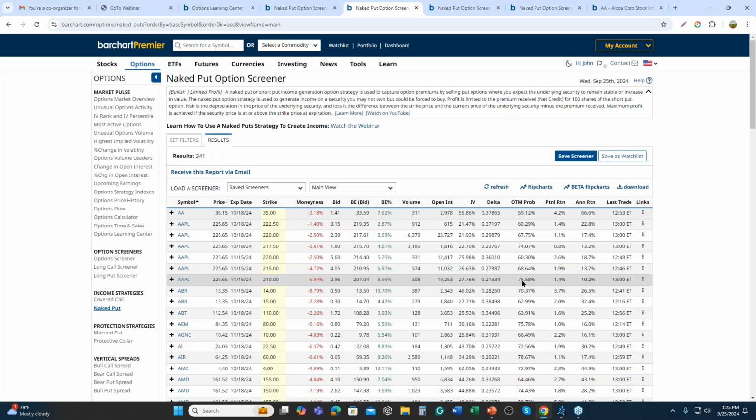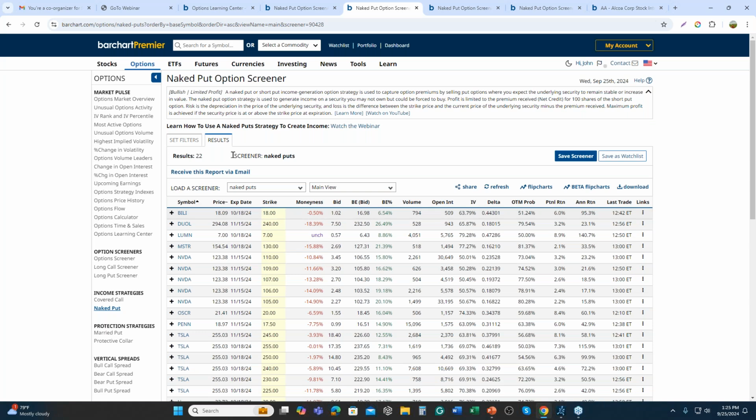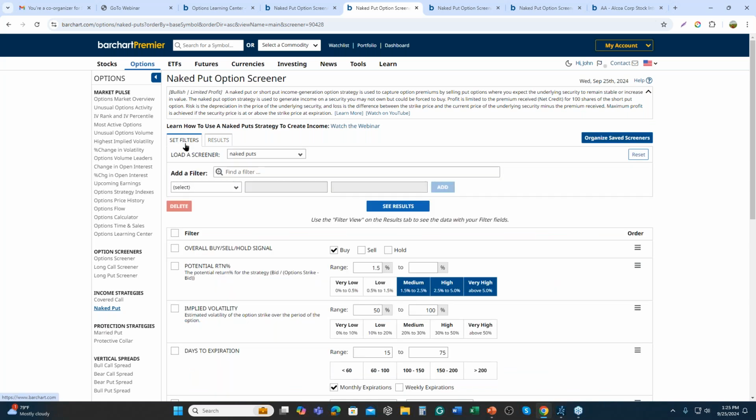Now, let's talk about some keys to our selection process. Okay, so let's go back to my screener. The first one that I added is something called overall buy, sell, or hold signal. And notice I've clicked the buy. Remember, our strategy is slightly bullish. I want to see technical support. In other words, I want to see bullish support.